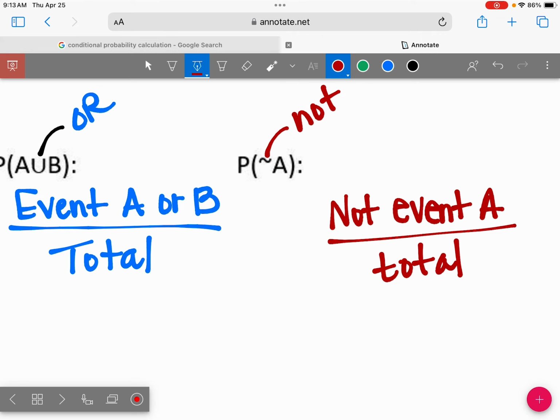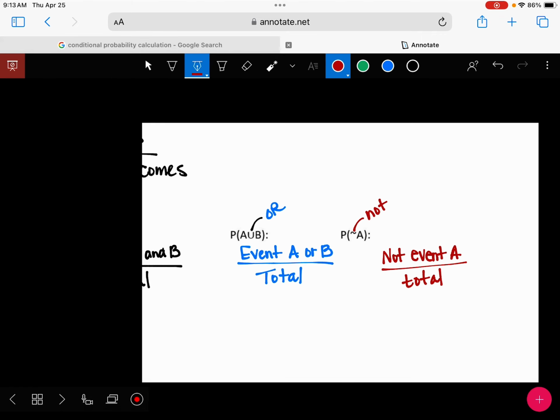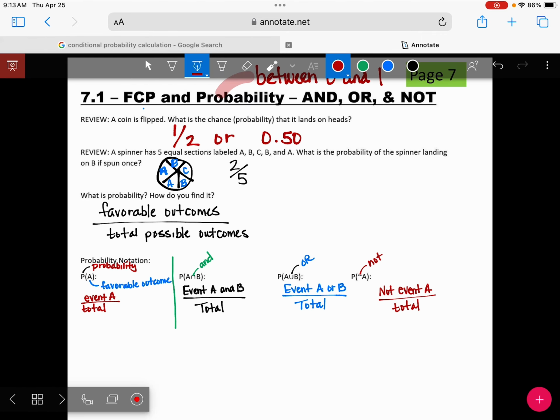Okay, so that's our notations. Let me go ahead and zoom out for people to see. Any questions so far about the meaning of each one?